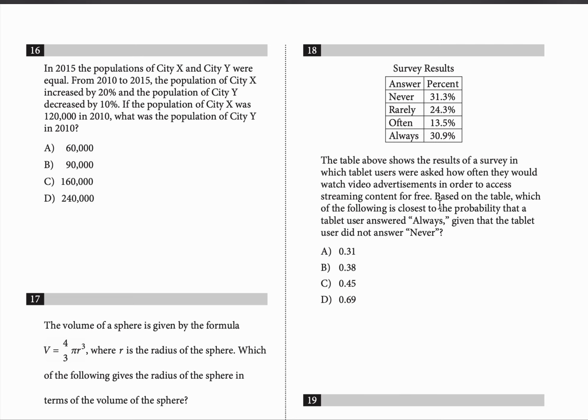Based on the table, this one goes always, given that they didn't enter never. Okay, so 30.9 over 30.9 plus this. Okay.